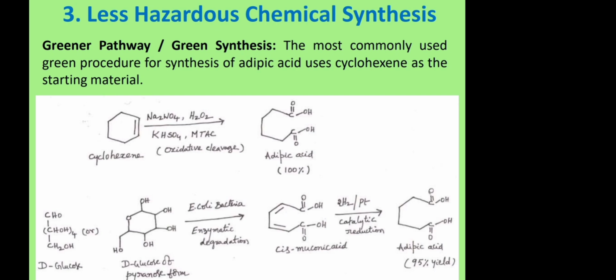And the green pathway or green synthesis, the most commonly used green procedure for synthesis of adipic acid, uses cyclohexene as the starting material. Here we have cyclohexene as the starting material, which is reacted with NaNO4 and H2O2. We get adipic acid in 100% yield. And for another reaction, we have D-glucose reacted with ethyl benzene. We get cis,cis-muconic acid, which is reacted with H2. We get adipic acid in 95% yield. Adipic acid can be formed for us.